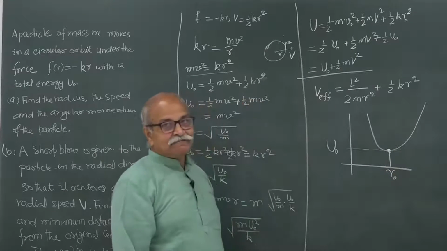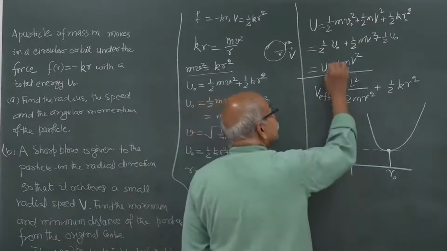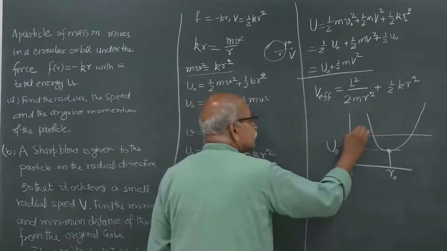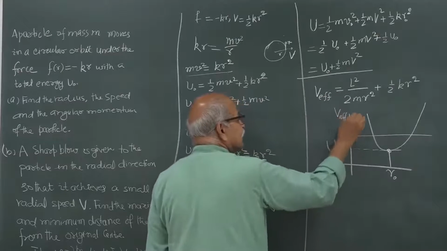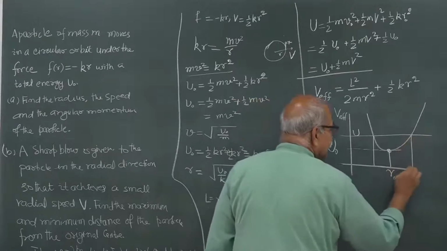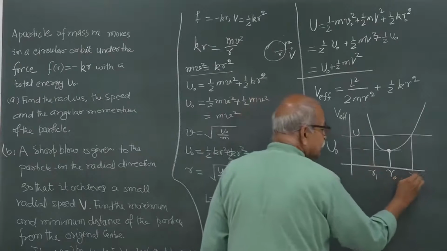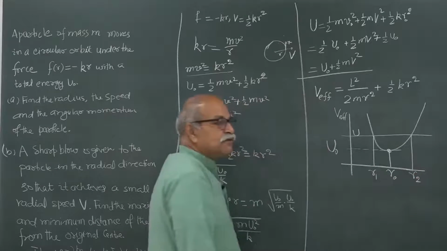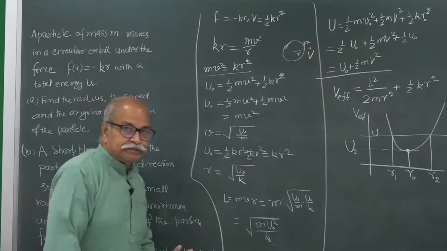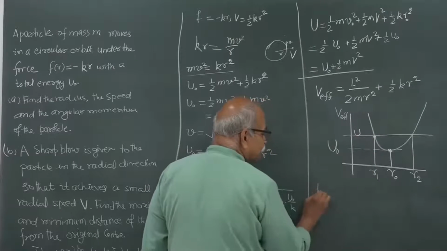and that is r naught, right. But now, the energy is more. So, energy is here. This is the energy, and therefore, you have two turning points, r1 and r2. This is r1, which is the minimum distance from the origin, and this is r2, which is the maximum distance from the origin.